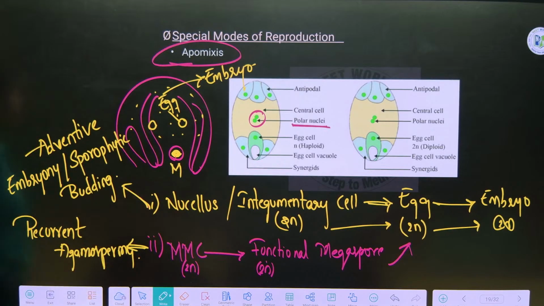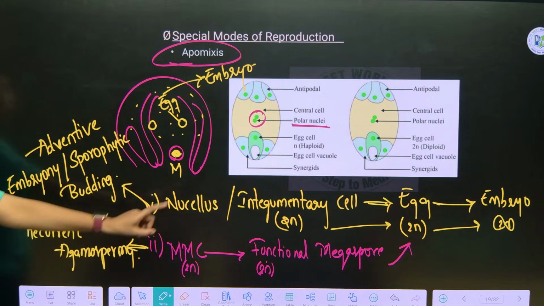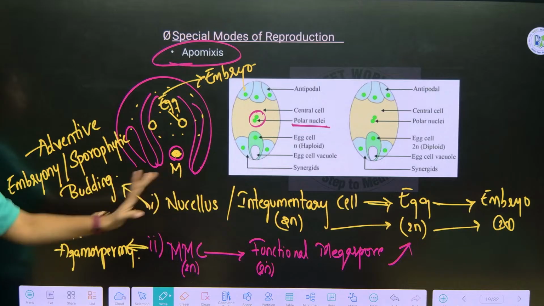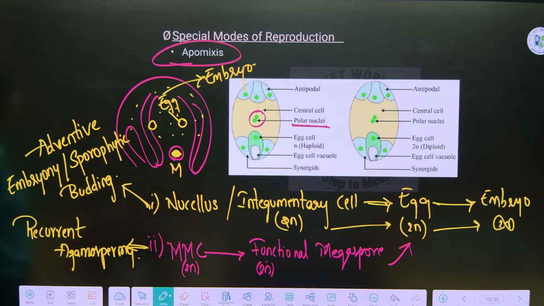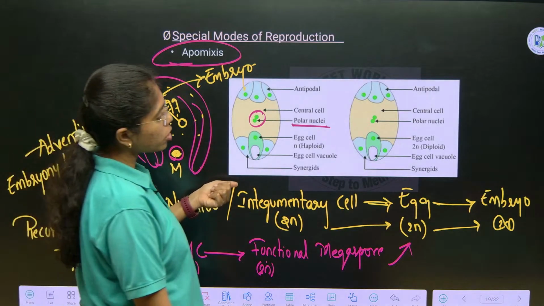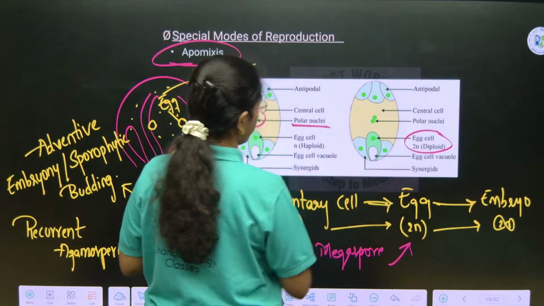Fine, right? Any doubt anywhere? So, can I call this as asexual reproduction, but this is mimicking sexual reproduction? Yes. Apomixis is a type of asexual reproduction that mimics the sexual reproduction. This is seen in most of the Poaceae members like grasses. Here from the diagram also you can see diploid egg cell is formed.